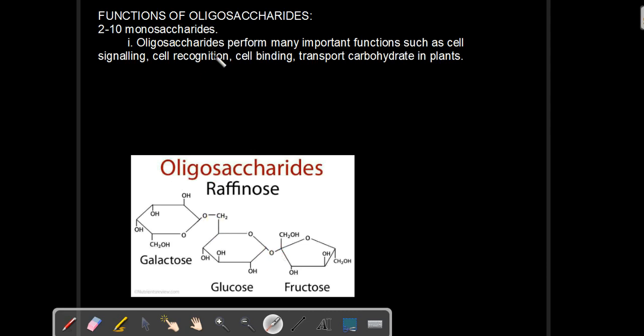But what are the important functions? Oligosaccharides are important in cellular signaling, which means communication between cells, cell recognition, whether this cell is from my body or is a foreign cell, cell binding when 2 cells have to be connected to each other, and transport of carbohydrates in plants. They act as transport carbohydrates in plants.